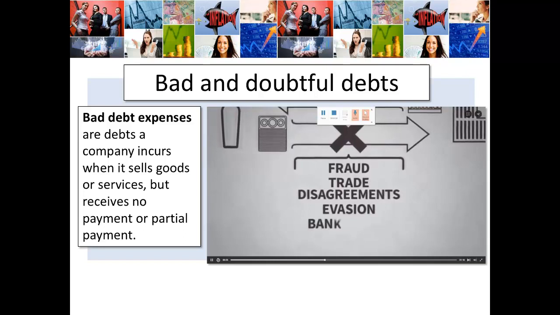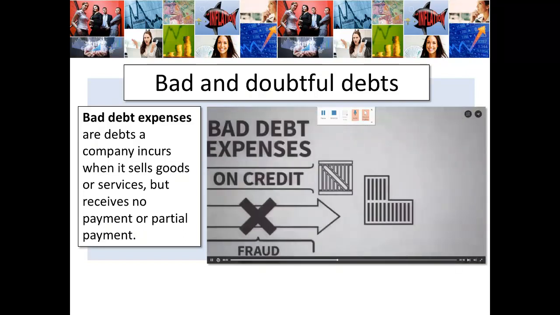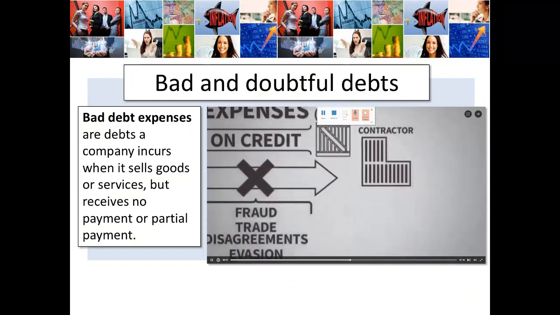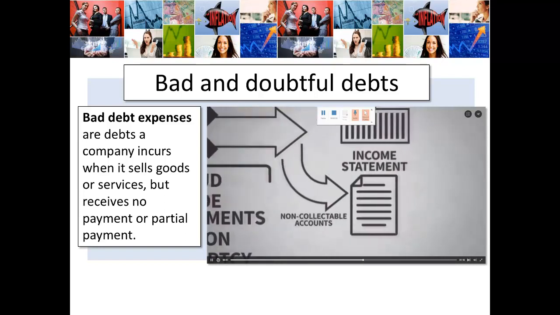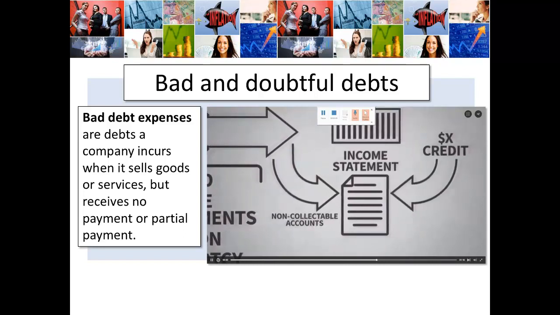Frequently, it happens when a party goes bankrupt. For example, a customer declares bankruptcy and cannot pay the contractor who had just finished building a deck in his backyard. The contractor will enter the bad debt on his income statement under non-collectible accounts. An equivalent amount is credited to what the business allows for bad debts.